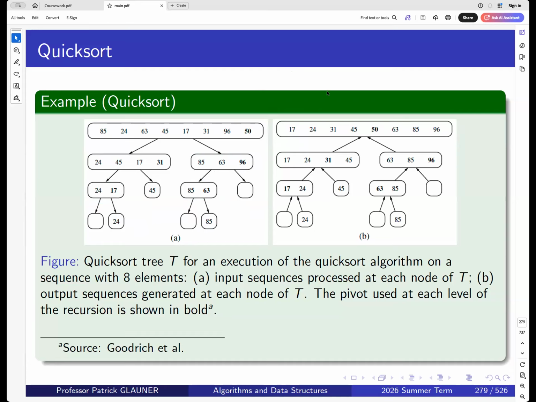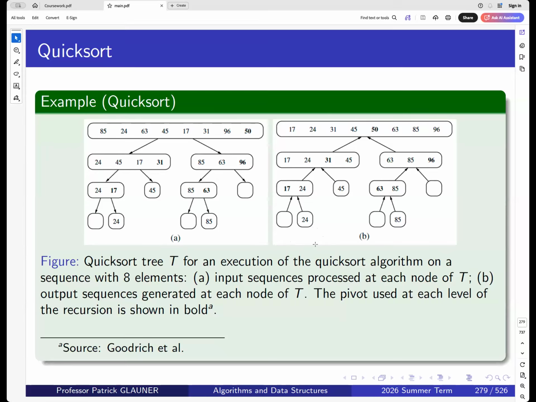Maybe I'll just confirm whether you got this idea of a pivot, of how we select this. Looks fine.